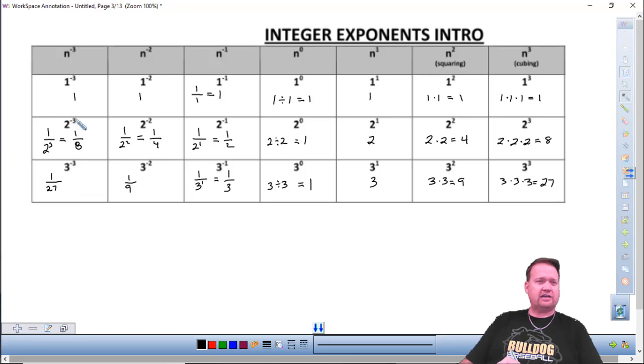Notice that negative exponents didn't one time mean a negative number. We still get positive values, but when we have negative exponents, we're just talking about division.